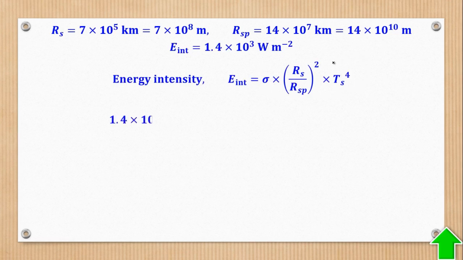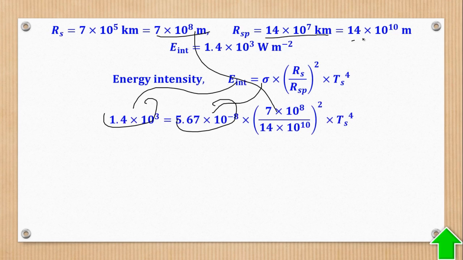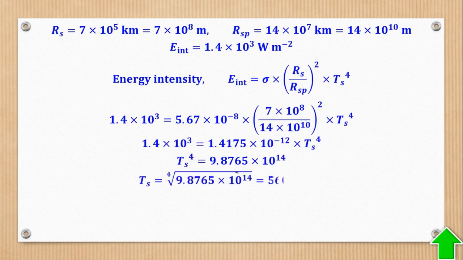Then you shall substitute. Where there is energy intensity, put this, Stefan's constant, then the radius of the sun, then the distance between the sun and the planet. Now we are dealing with the star. So this is the radius of the star, and this is the distance between the star and the planet. Then the temperature of the star is what they want. So we shall simplify, then collect Ts on one side, the fourth root will be that, and that will be the temperature they want.